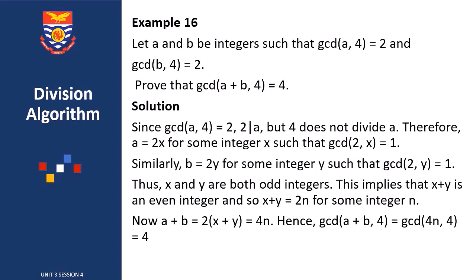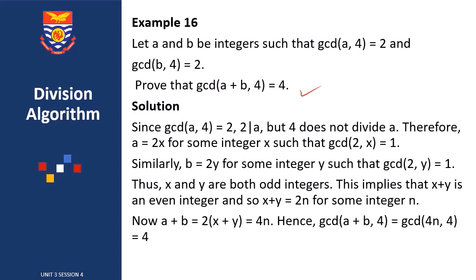So simple. Example 16. Let a and b be integers such that gcd(a, 4) = 2 and gcd(b, 4) = 2. Now I want to prove that gcd(a + b, 4) = 4. Okay, so the proof is here. I think you understand this and I don't need to go through it, but let me explain some more.